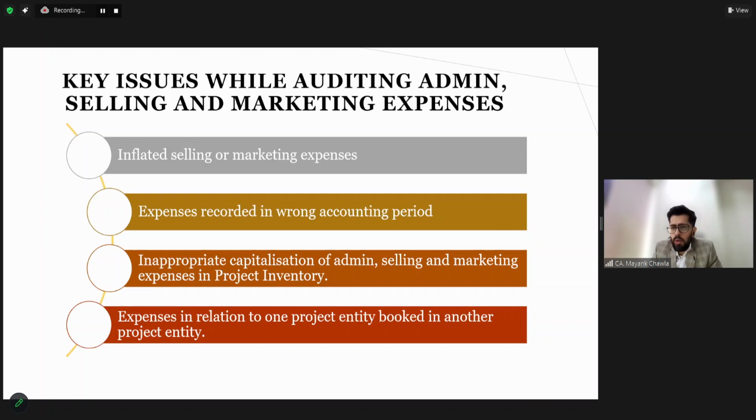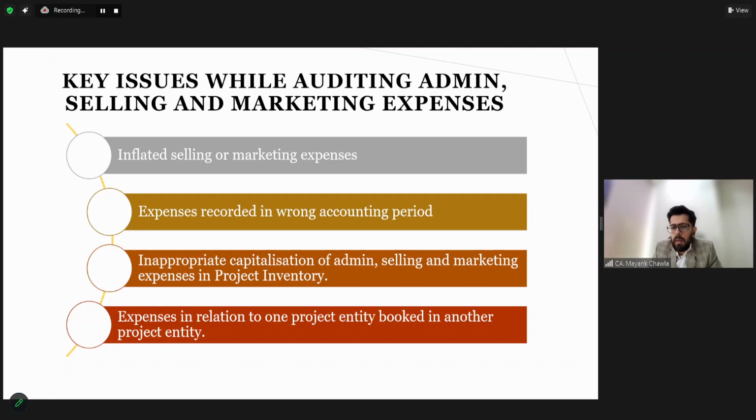And if the project has been launched at the end of the financial year, nearby February or March, it may happen that the invoices from the brokers are received in the next accounting period. But since the project was launched and all the applications were received before March, the provisions have to be booked.